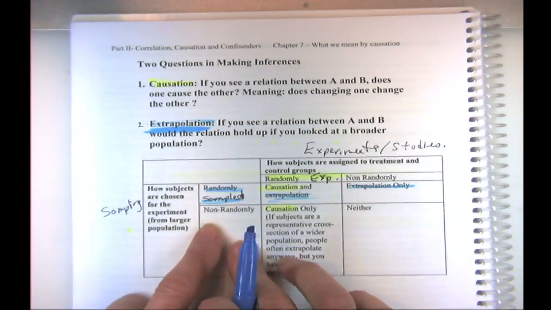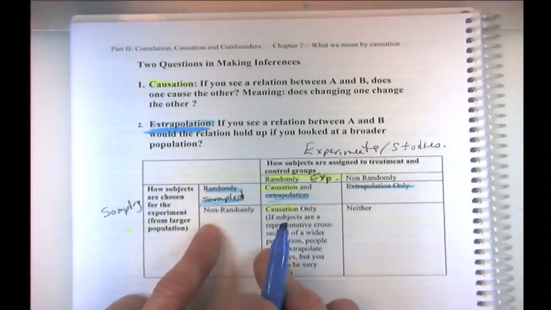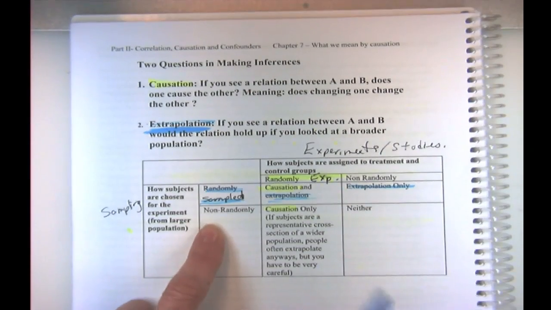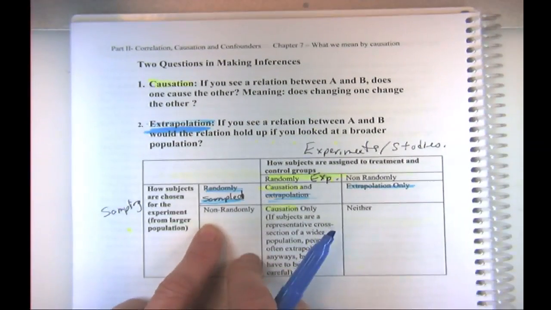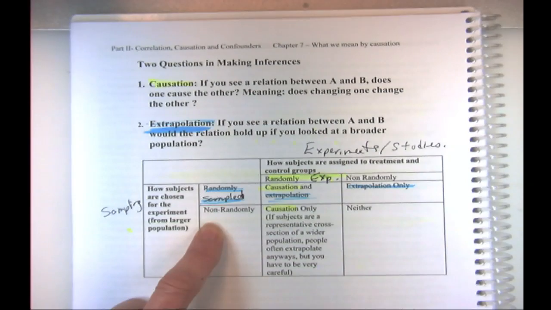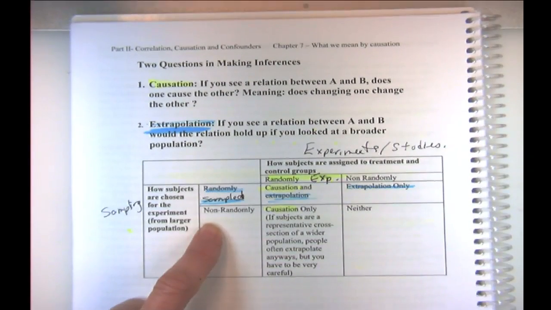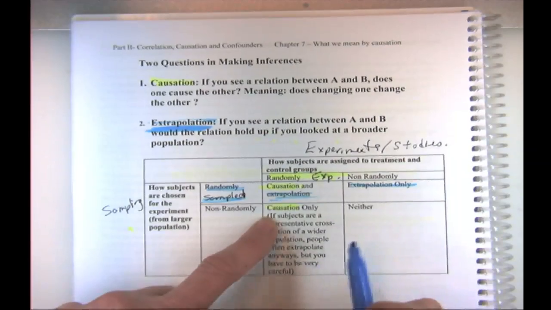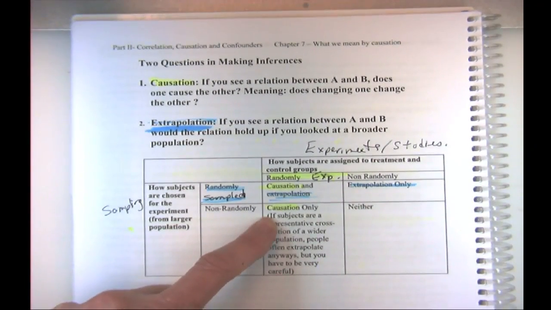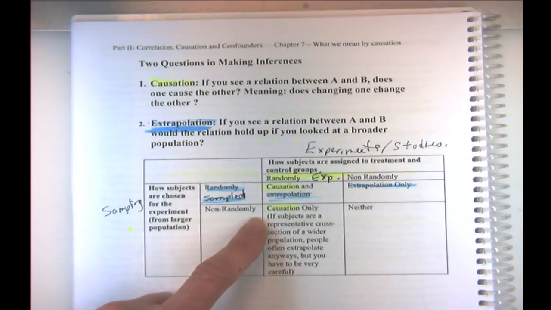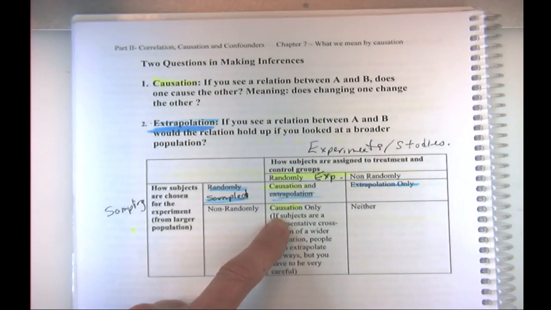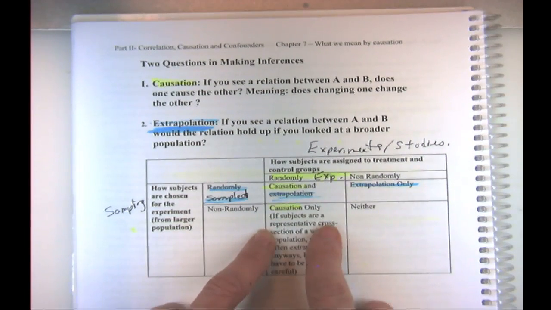And if they were non-randomly sampled, for example, lots of experiments, the subjects in the experiment weren't taken from a larger population. They were just chosen, and then they were randomly divided. Well, then we can still conclude causation, but we can't extrapolate to a larger population. For example, if it was just done on college sophomores, we can't extrapolate to a much wider population. But we can still say there was causation happening in that experiment. Causation only, okay?